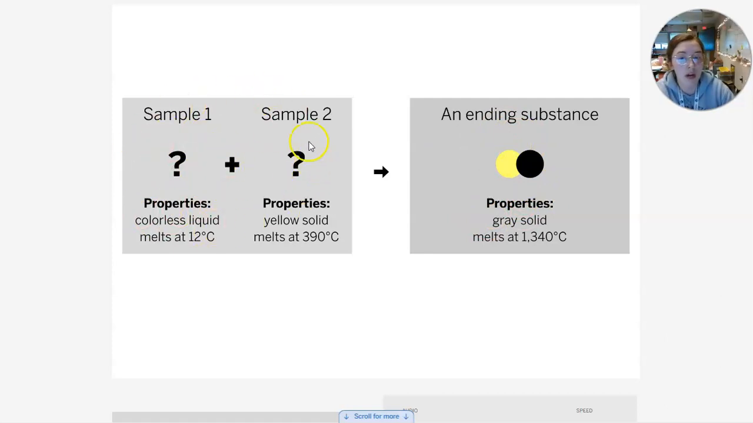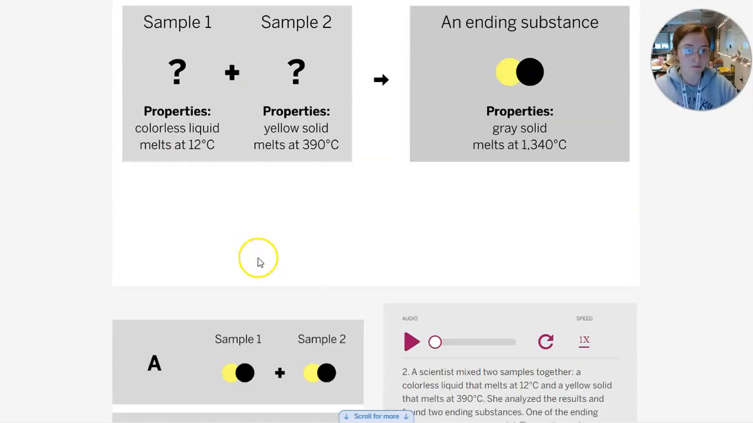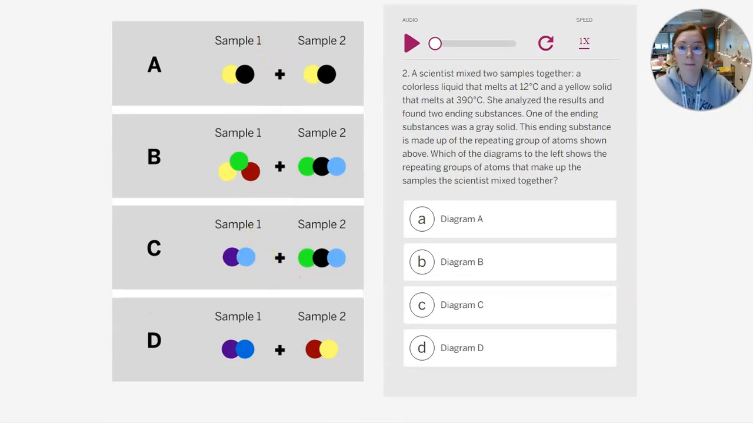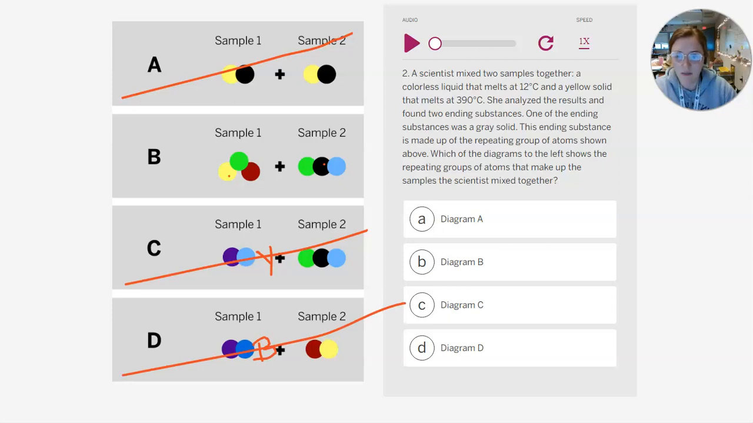So I know somewhere over in sample 1 and 2, there has to be at least one yellow and one black one. Down here, I got rid of A because it can't be these two. And now I'm just going to work my way down and see which one has at least one yellow and at least one black. So B, one yellow, one black. That one's good. C is missing a yellow, so it can't be C. And D is missing a black, so it can't be D. So my answer then has to be B.